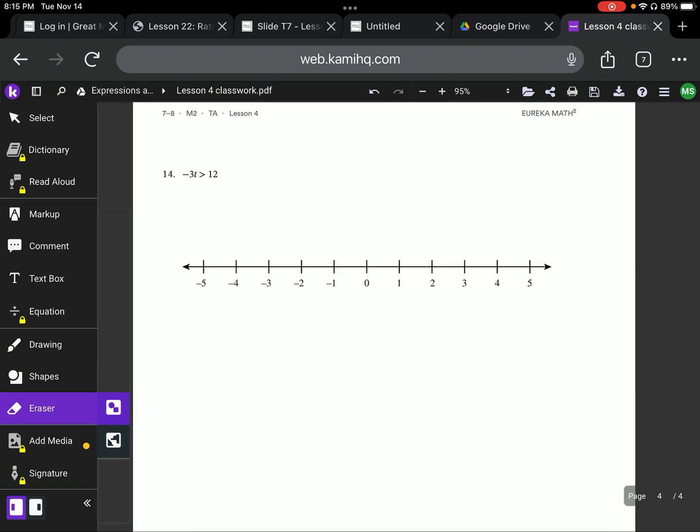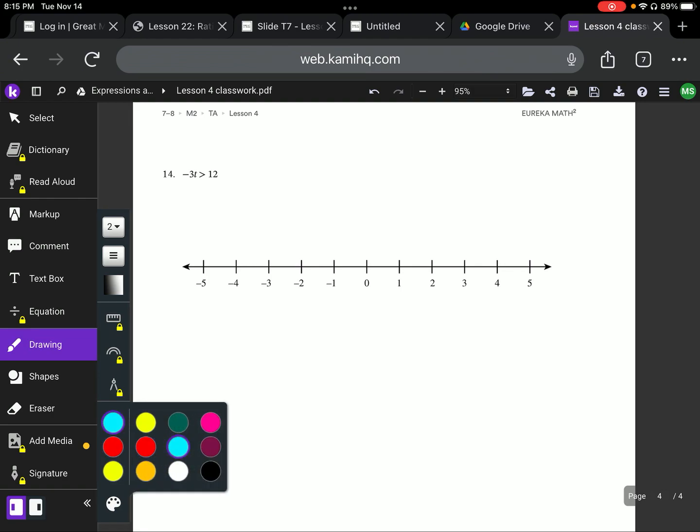All right, so number 14. Right now we have -3t is greater than or equal to 12. So this is a one-step equation or inequality, so we're solving it just like we would solve a one-step equation. We want to get t alone. So here we are going to divide by -3, divide by -3.